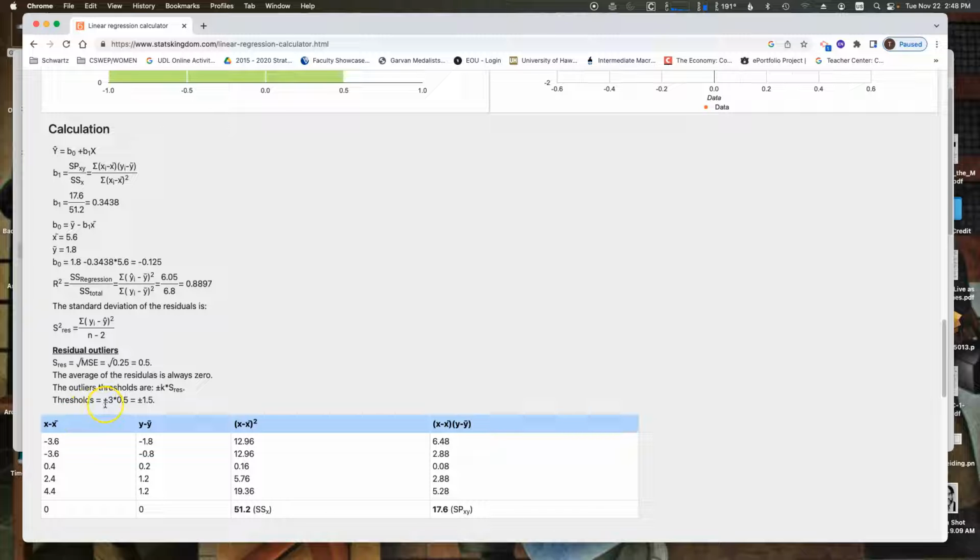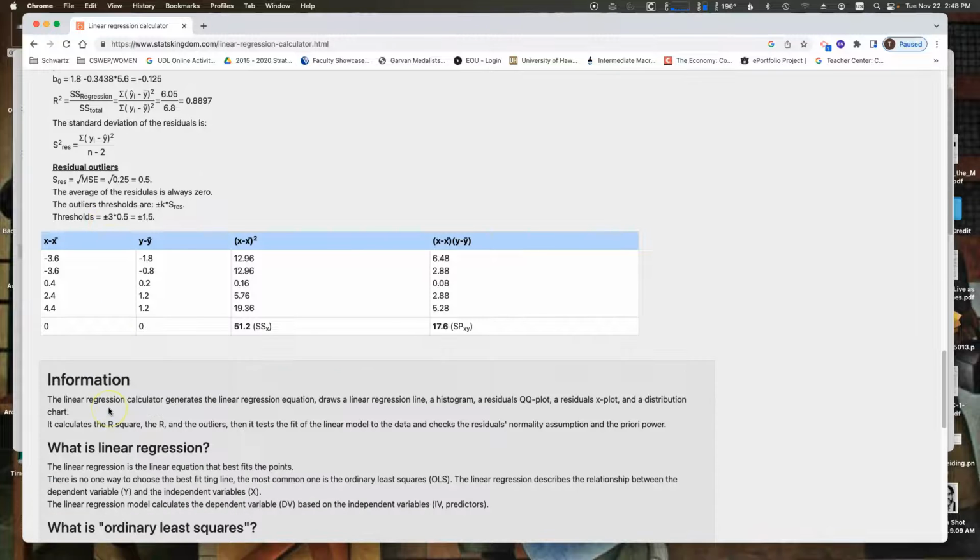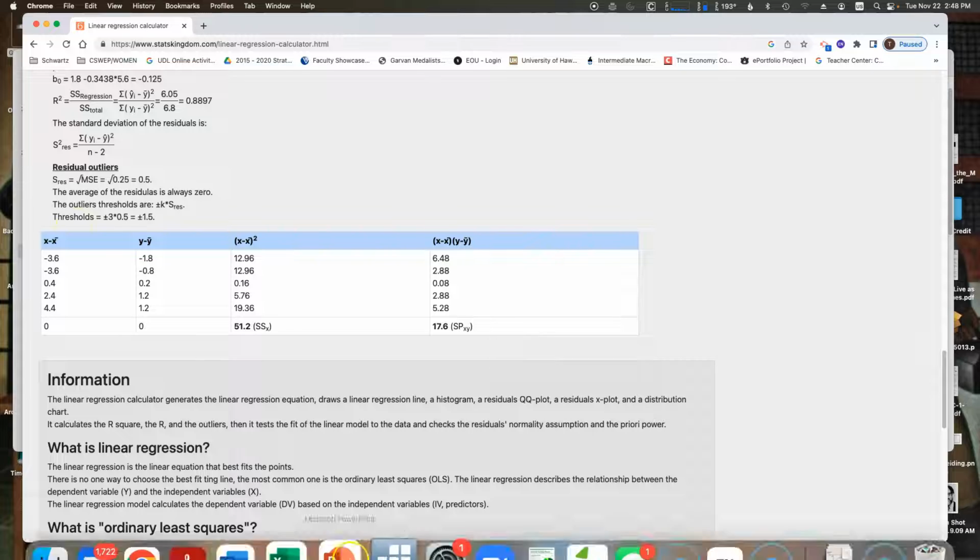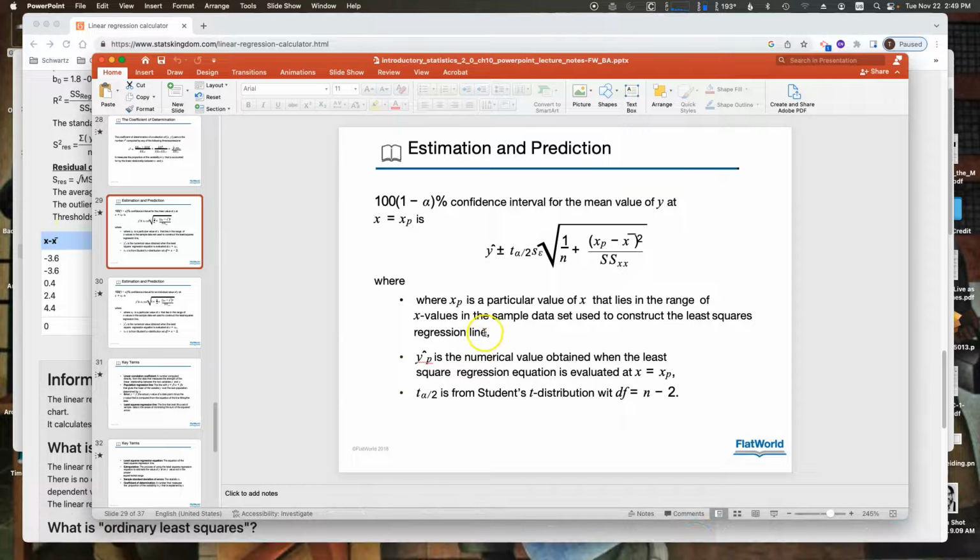And we can see that we can calculate our residual outliers, and we can use that to construct our confidence interval, which we have right here.